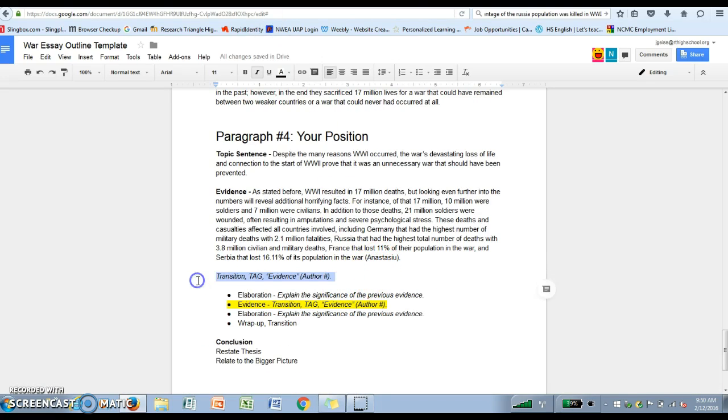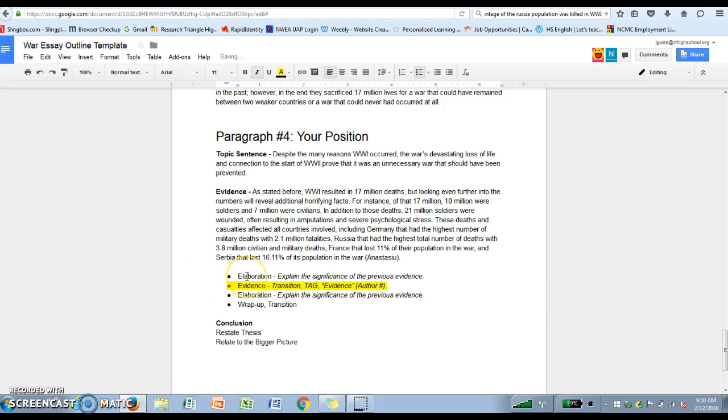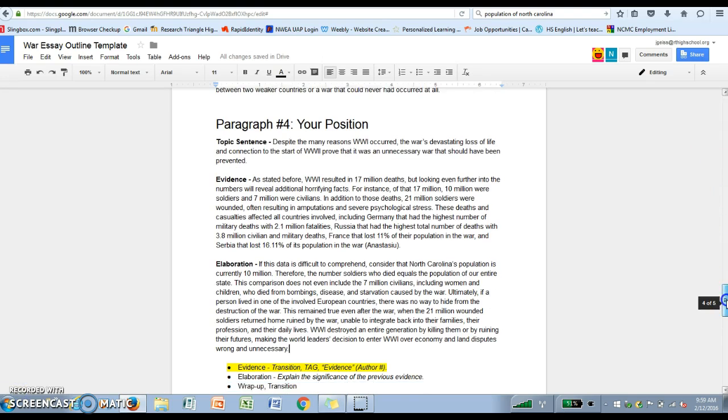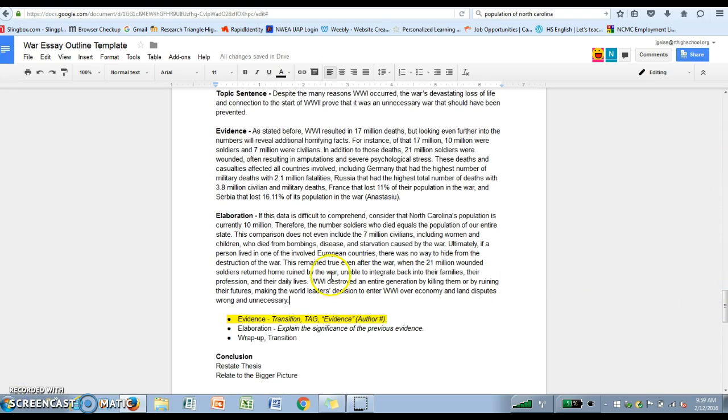So next, let's take a look at how the elaboration works, which follows our first piece of evidence. All right, students, let's take a look at the elaboration. Note that the elaboration is also very long. That's because the evidence is long.